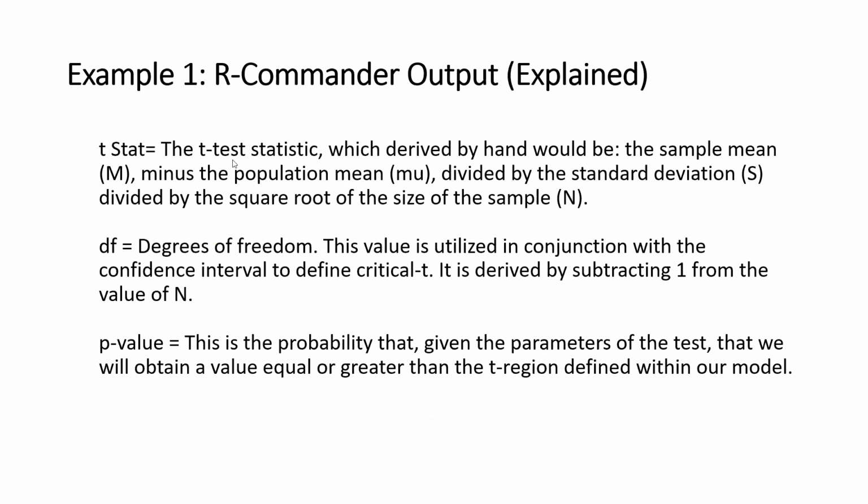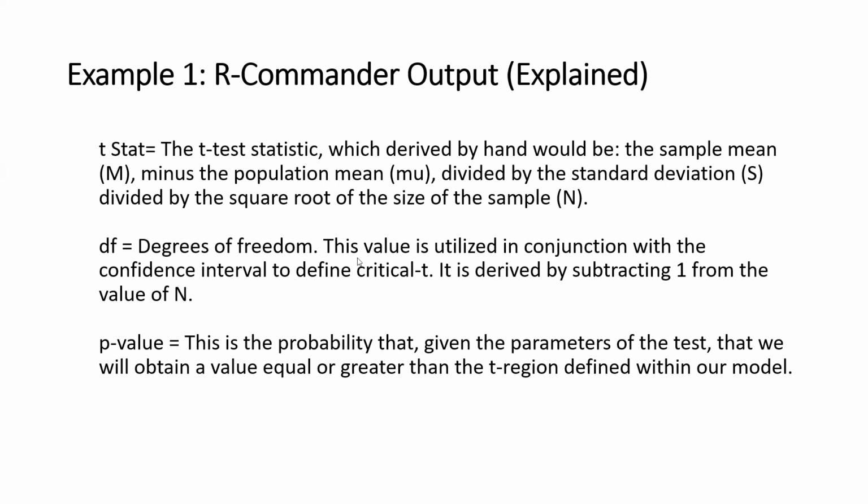This is the output explained. The t-test statistic, which derived by hand would be the sample mean minus the population mean divided by the standard deviation divided by the square root of the size of the sample. And with that t-stat, we obtain the p-value. The p-value is the probability that, given the parameters of the test, we will obtain a value equal to or greater than the t region defined within our model.